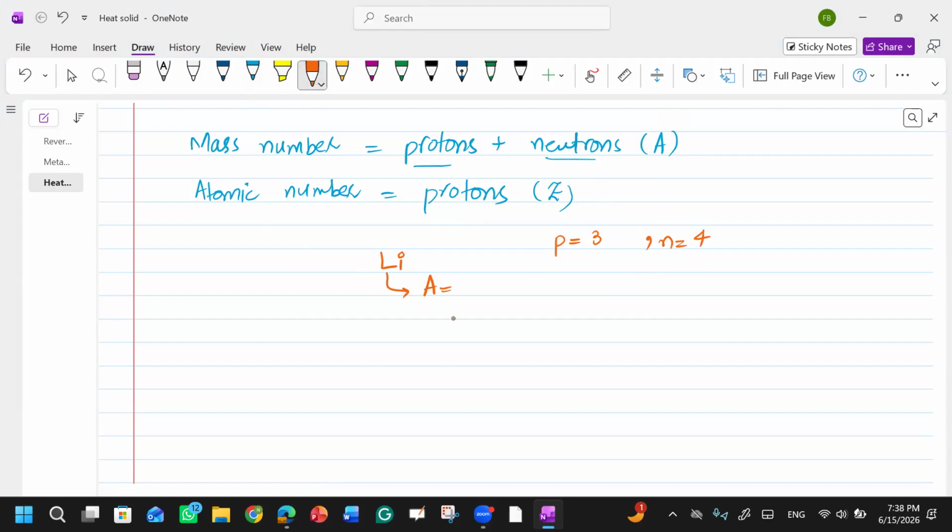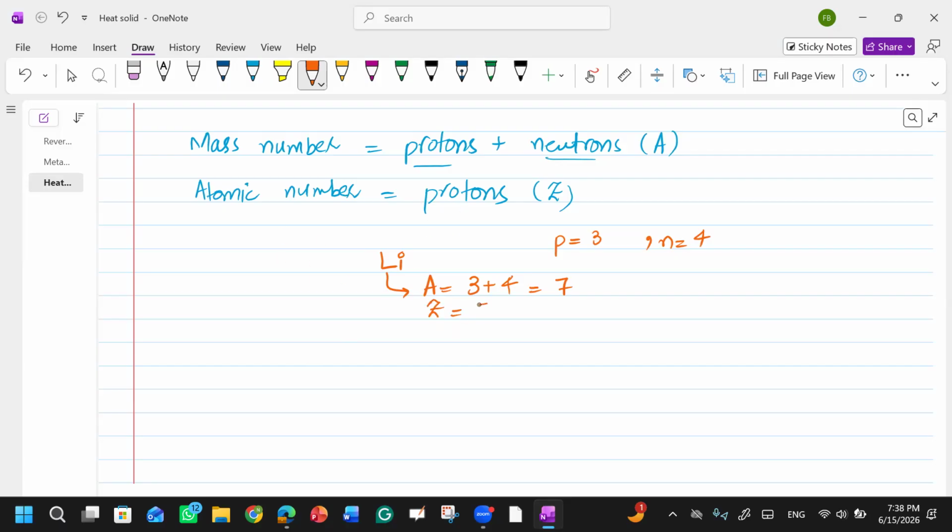Now can you tell me what will be the atomic mass? 3 protons plus 4 neutrons, so 7. It will be 7. And if I ask you what will be the proton number of this?